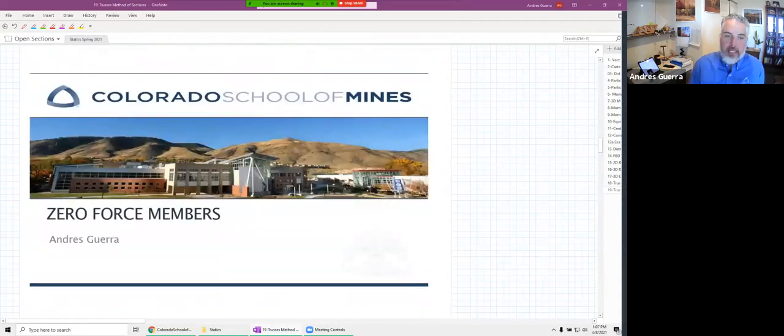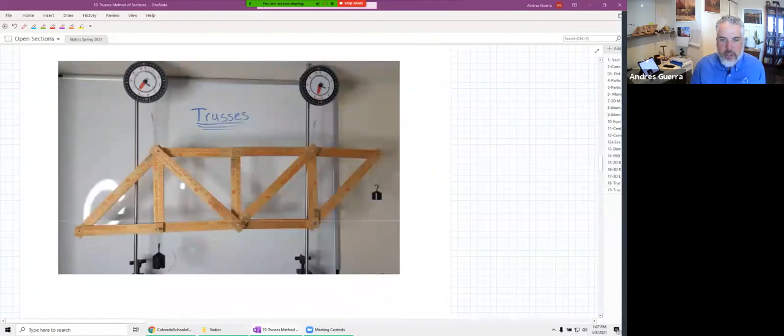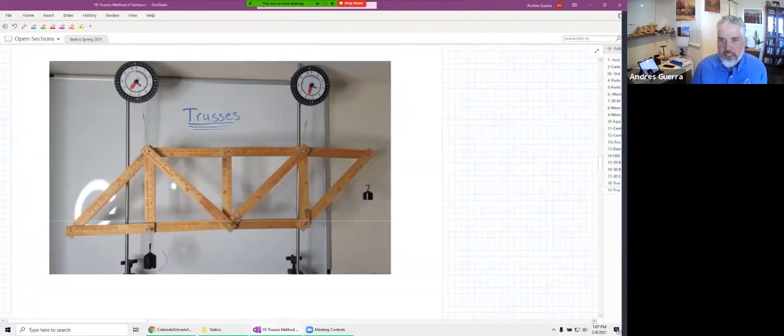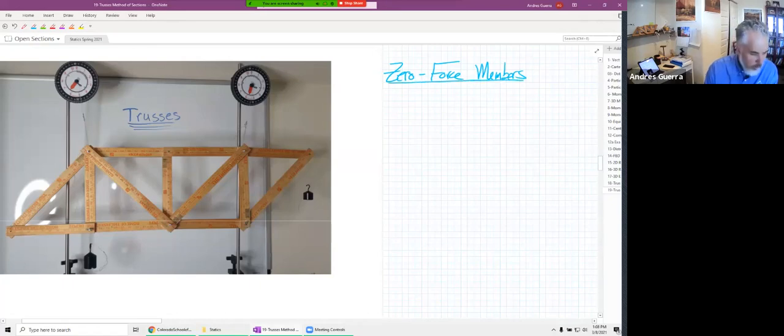Last time we were doing method of joints for trusses. We're going to continue. We're actually still on method of joints, but zero force members. We're going to use this same truss to look at our zero force members. Let's write down how we are going to find these, and also why do we have zero force members?